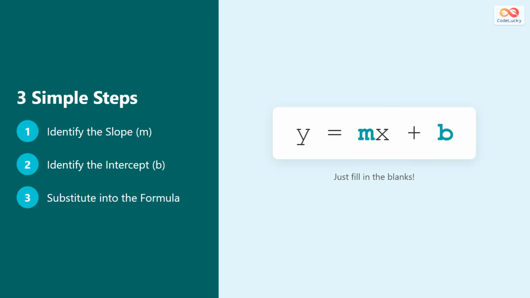Writing the equation is actually quite simple. We follow three steps. First, we identify the slope, m. Second, we identify the intercept, b. And third, we just plug those numbers into the formula y = mx + b. It is essentially a fill-in-the-blanks exercise.